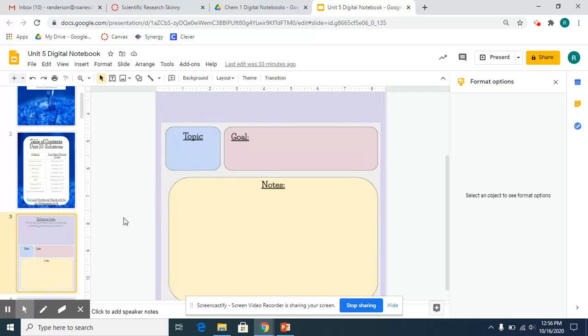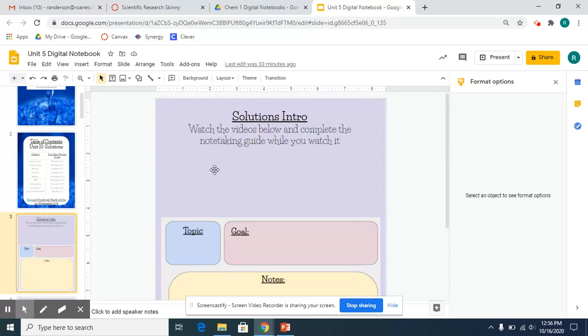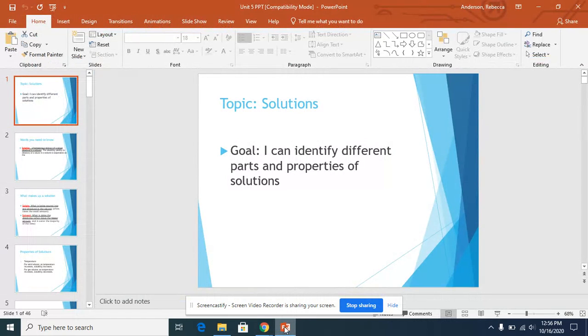All right, so just to introduce you, we're going to start with the solutions intro. So your topic for this is solutions. Your goal is I can identify different parts of properties and solutions. And remember, as you are watching this video, if you still have it itty bitty on the screen on top of your digital notebook, you can, of course, use the magnifying glass in your digital notebook.